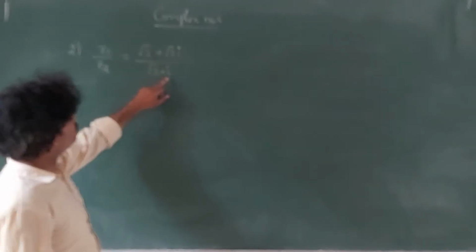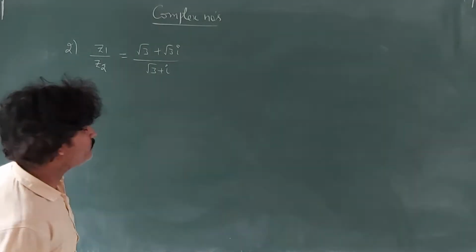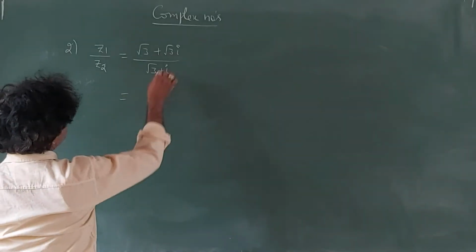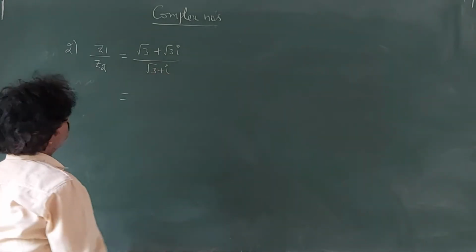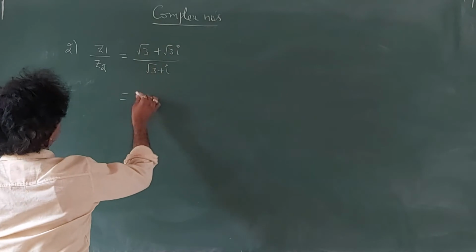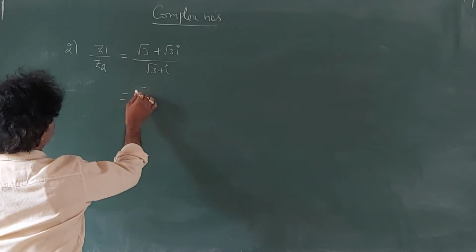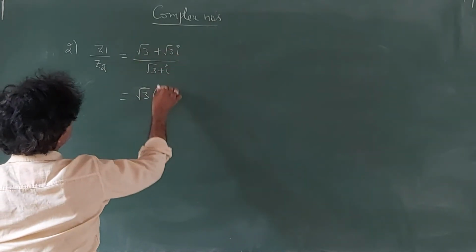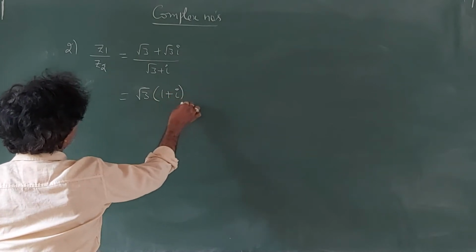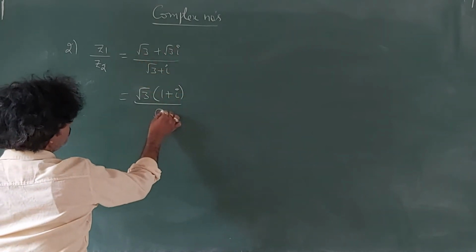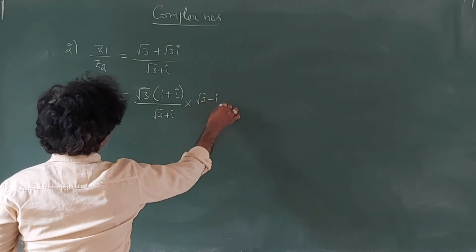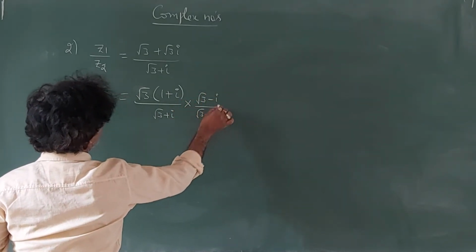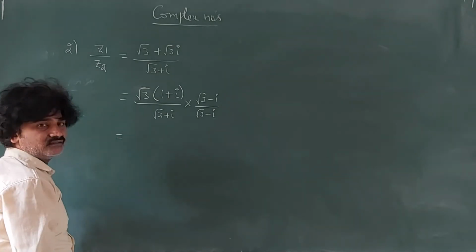What is the conjugate of root 3 plus i? Root 3 minus i. So let us multiply and divide with root 3 minus i. In the numerator, can we take anything common? Right, root 3 can be taken common. So take root 3 as common. Then we are left with 1 plus i. The denominator root 3 plus i is there. So multiply with its conjugate, root 3 minus i.